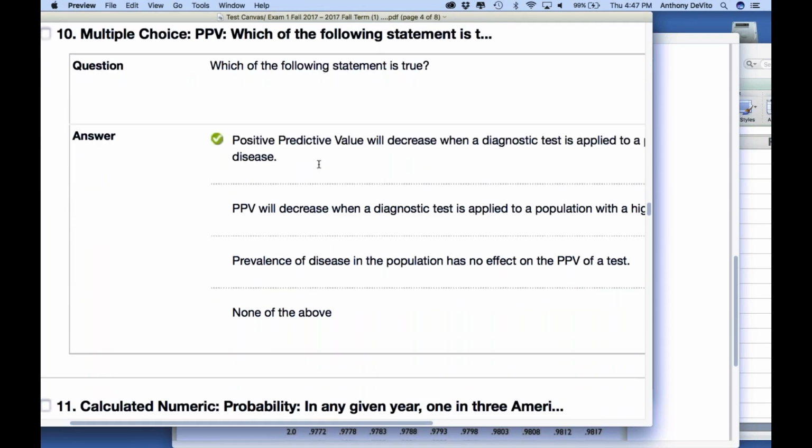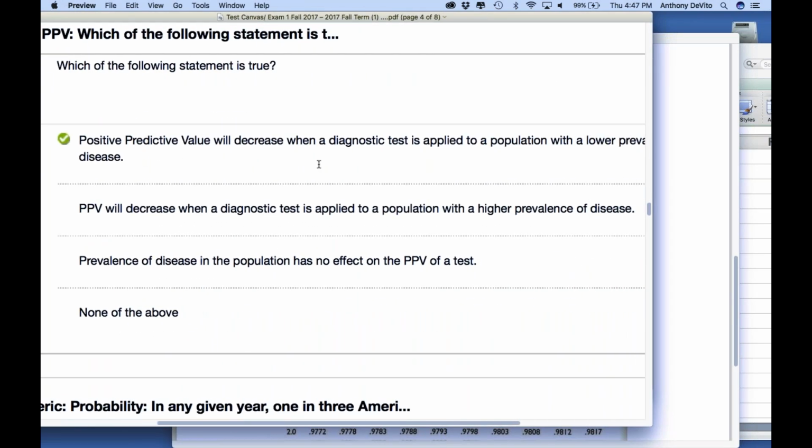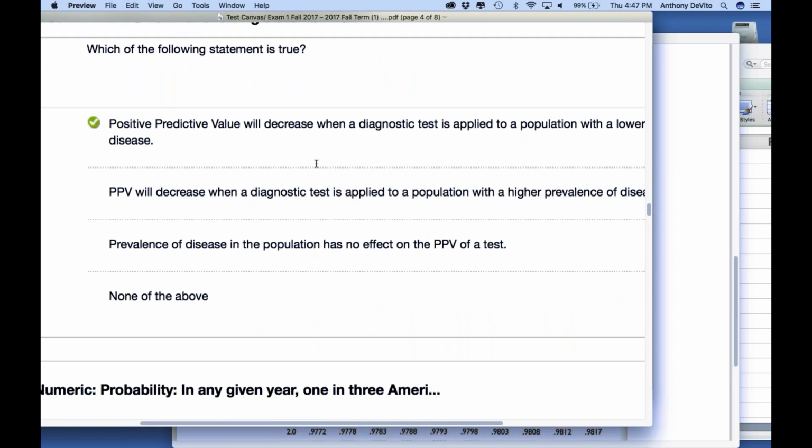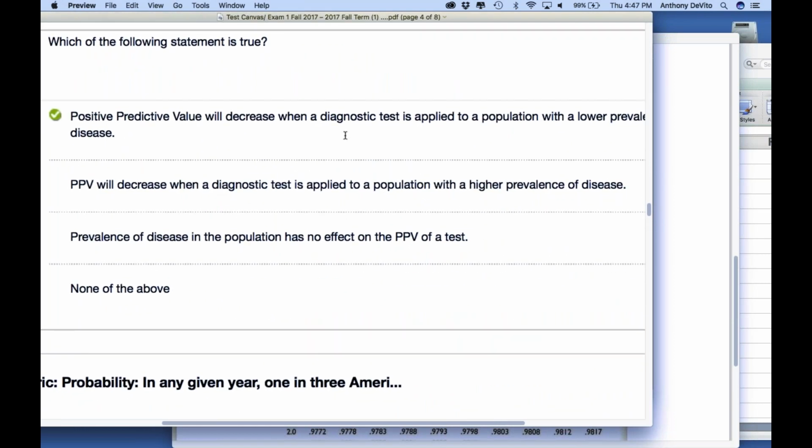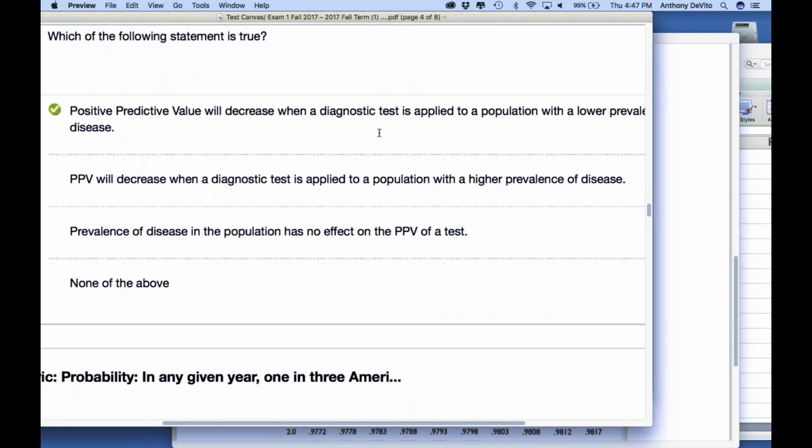And which of the following is a true statement? This was a tricky one. Okay, I checked. You can see it's already checked off which one's right. The positive predictive value will decrease when a diagnostic test is applied to a population with a lower prevalence. We've brought this up a number of times.